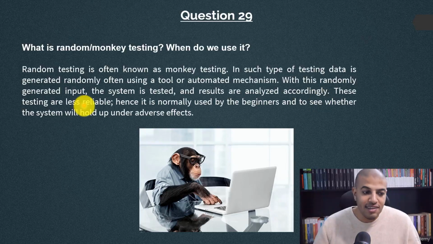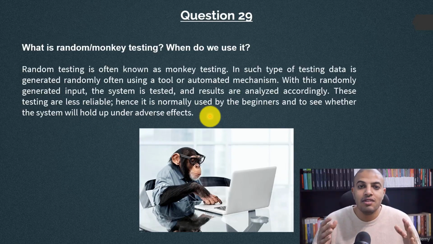This type of testing is less reliable because, like we said, it is random, and that's why it is normally used by beginners to see whether the system will hold up under adverse effects. But the better way of testing is to generate not random data, but data that follows any test technique that you want, okay, based on the requirements and the behavior of the system.